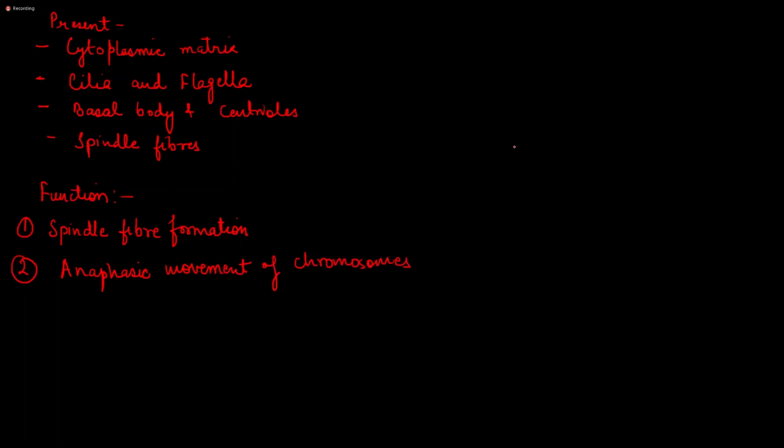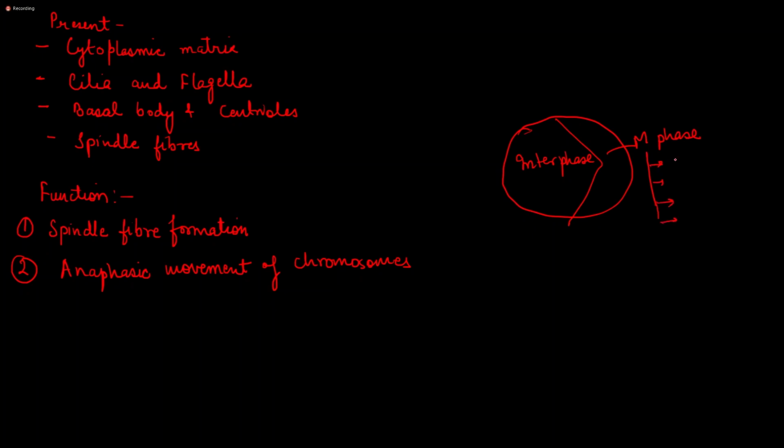Now, what is anaphasic movement? When the cell divides, a cell has two phases. One is the interphase, and the second one is the M phase. In this M phase, the chromosome division takes place. Also, this M phase has four phases: prophase, metaphase, anaphase, and telophase.